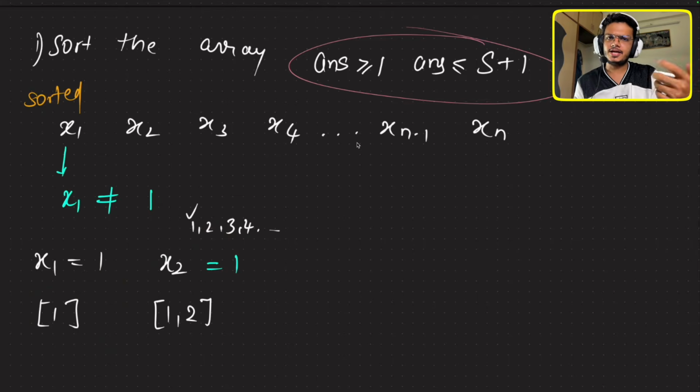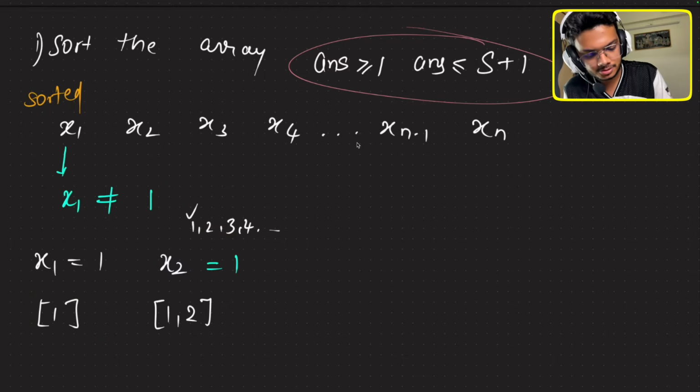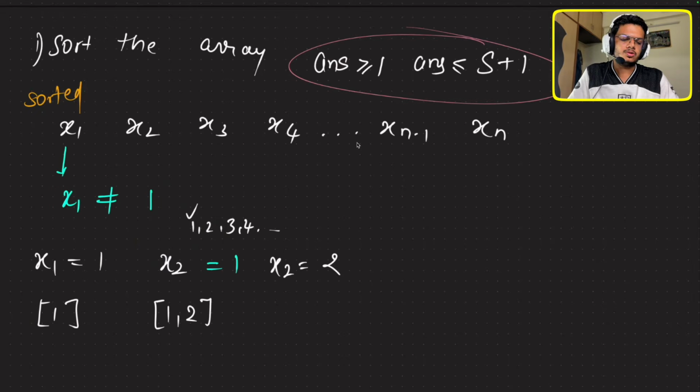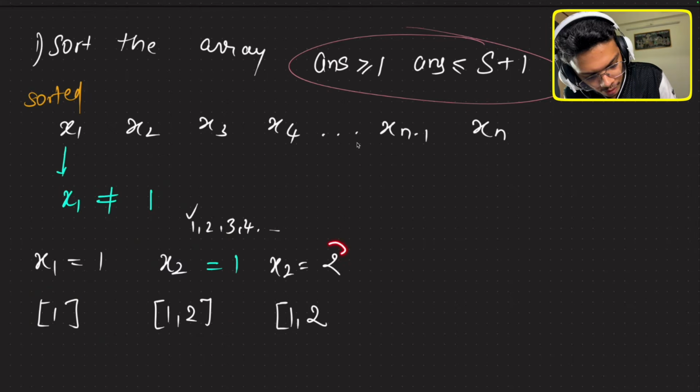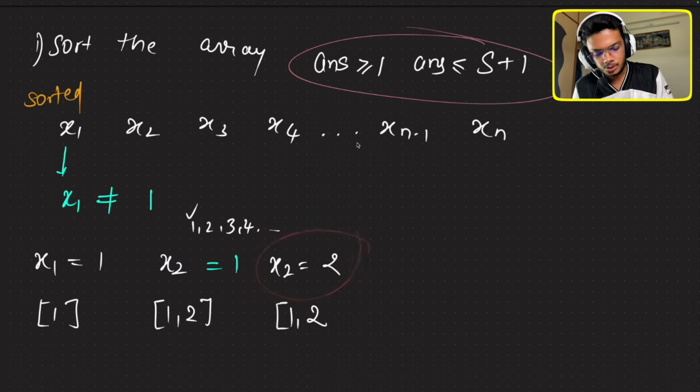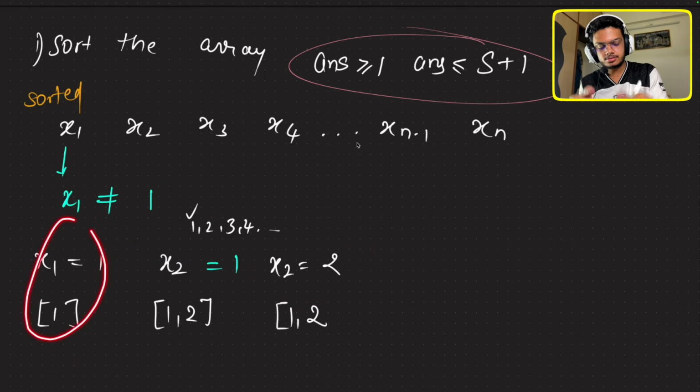But what if x2 was 2? Then can you create sum 2? Remember, when I am checking x2, I'm trying to find whether I can create sum 2 or not. So what if x2 was instead 2? Now can you create sum 2? Indeed you can, you can just take this guy and create sum 2. So you can create sum 1, you can create sum 2, but remember, now you have 2 as well. When you had x1 equal to 1, you were only able to create sum 1. But when x2 is 2, you can still create sum 1 by taking x1 equal to 1.